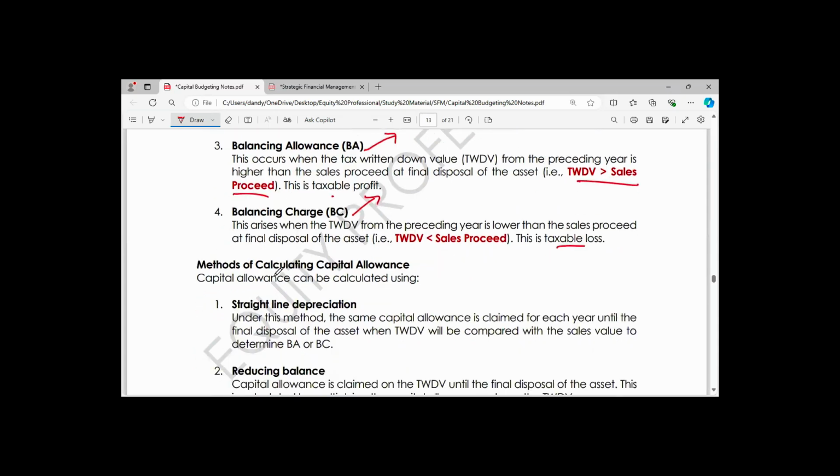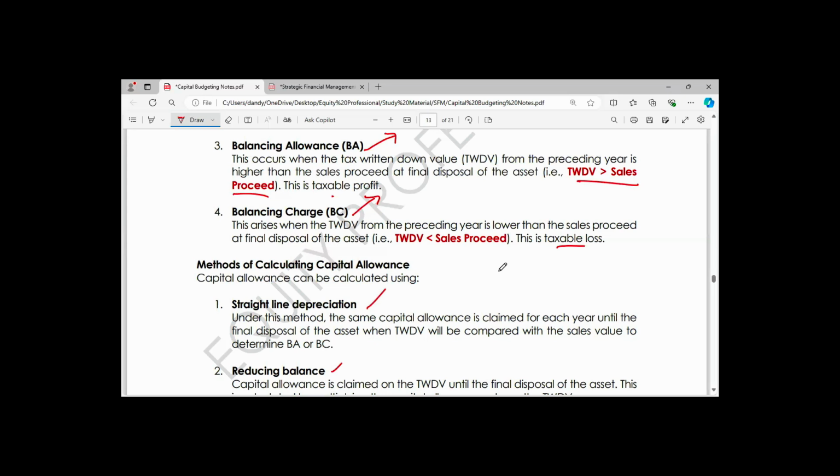So what are the methods of claiming capital allowance? There are basically 2 methods. You can either use the straight line depreciation method or you use the reducing balance basis. If it's on a straight line basis, the same capital allowance will be claimed every year until the final disposal of the assets, when you need to compare the tax written down value versus the sales proceed to get balancing allowance or balancing charge.